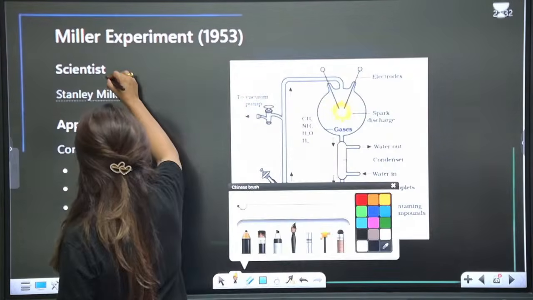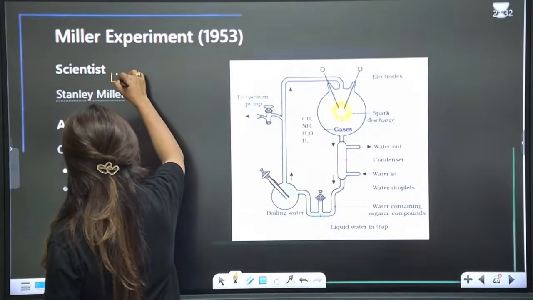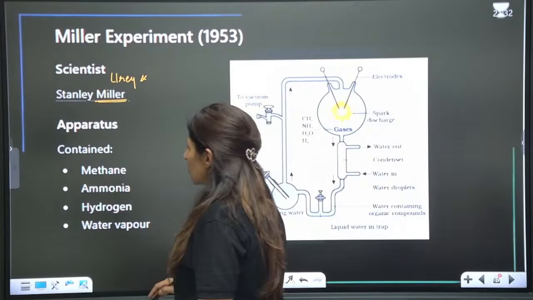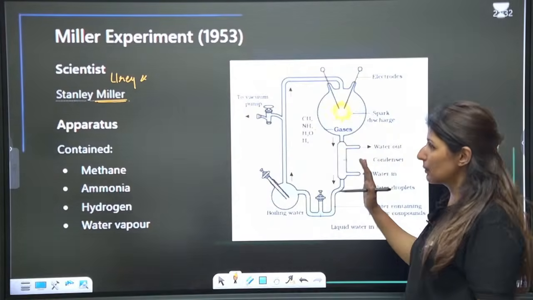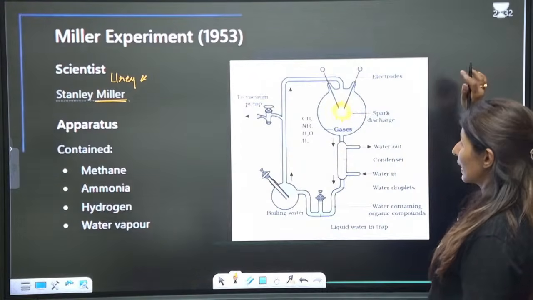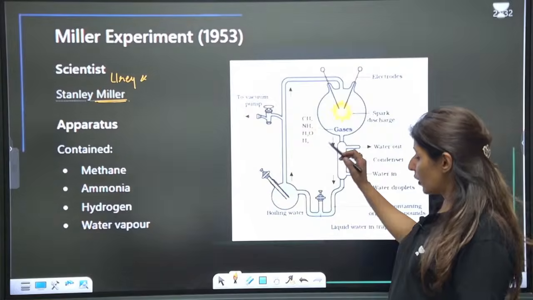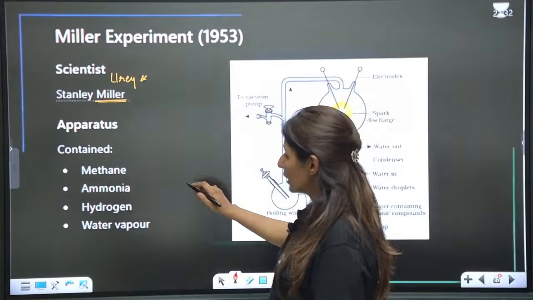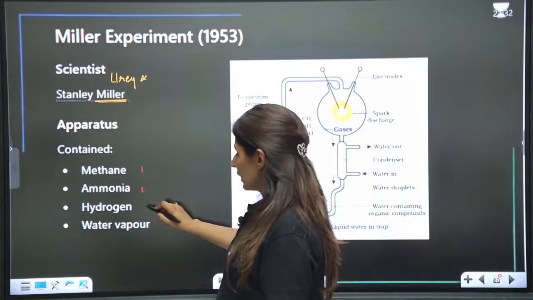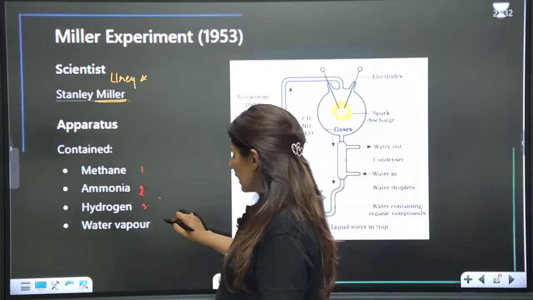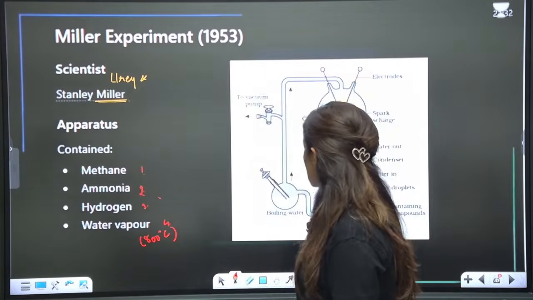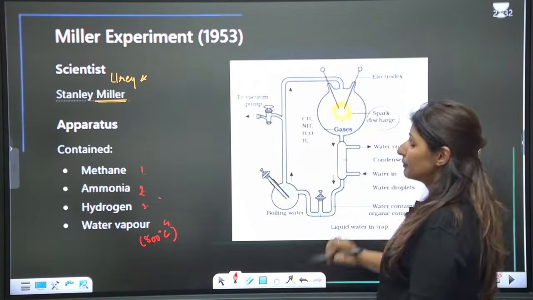It was explained by Urey and Stanley Miller. So what did he do? He did this experiment for around 18 days. And what are the molecules that he took? So he took methane, ammonia, then hydrogen, and then water vapors. Water vapors taken at 800 degrees Celsius, all in a spark chamber.